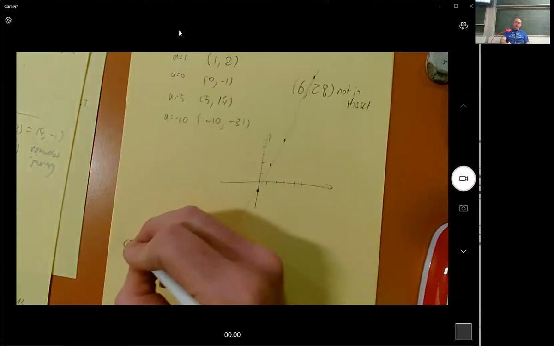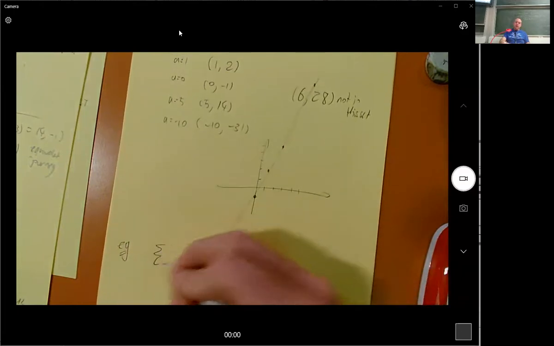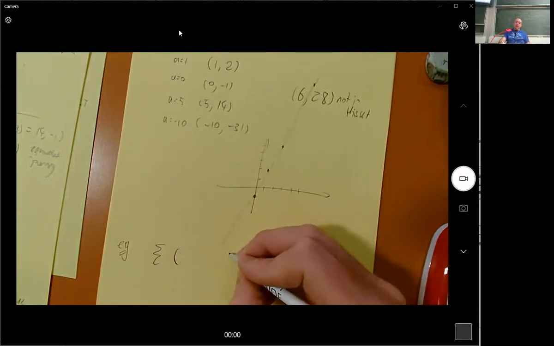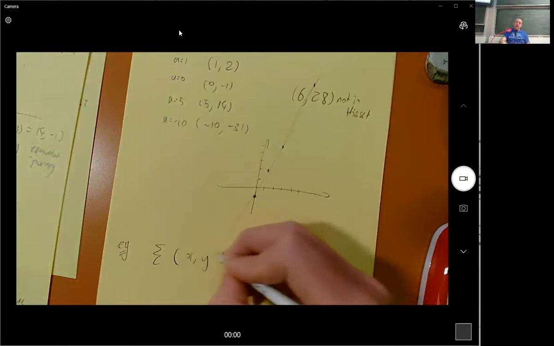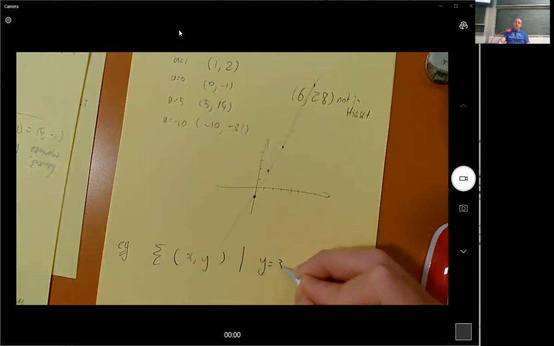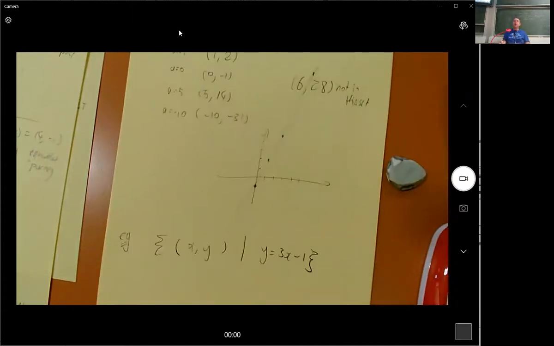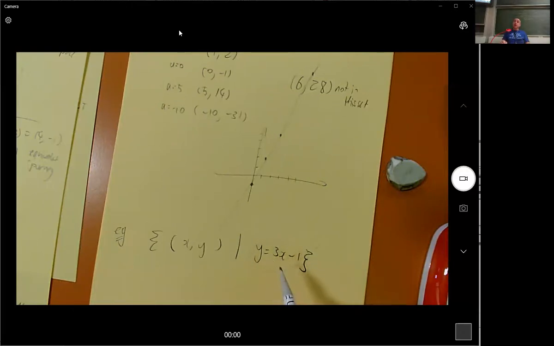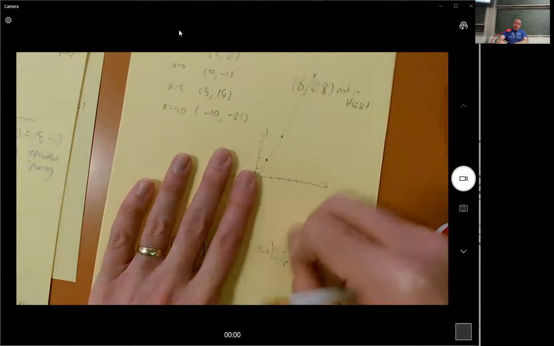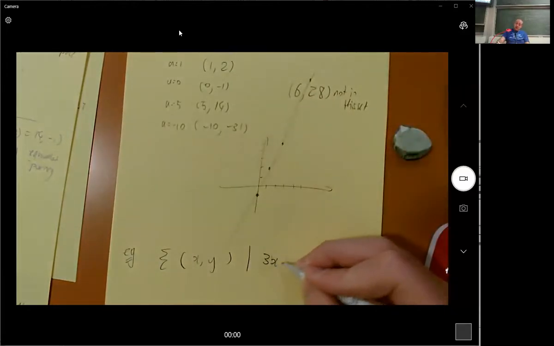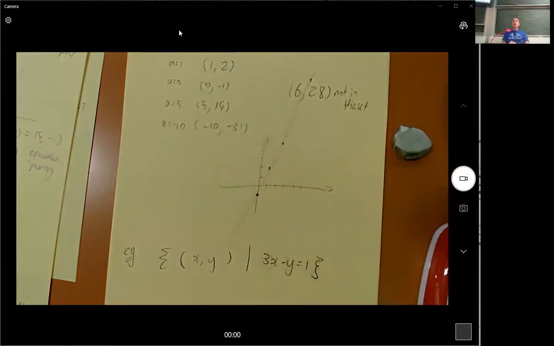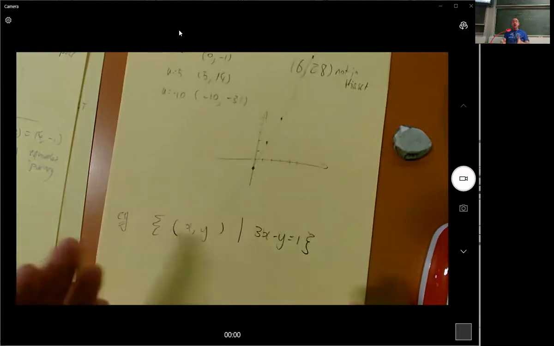Okay, an alternative way of creating a set would be to say it's the points x, y, such that y is equal to 3x minus 1. And this is what you're more used to with creating lines, where you have an equation like this. But any equation here would work as long as every point on the line satisfied it. So it could just as easily have been 3x minus y equals 1, and that would have worked as well.